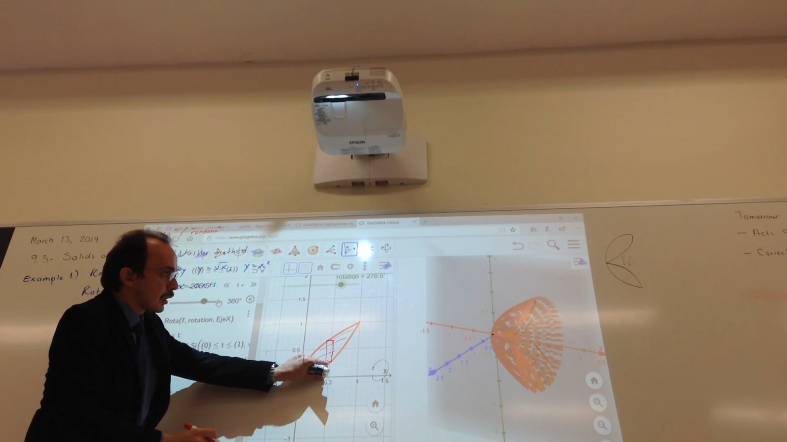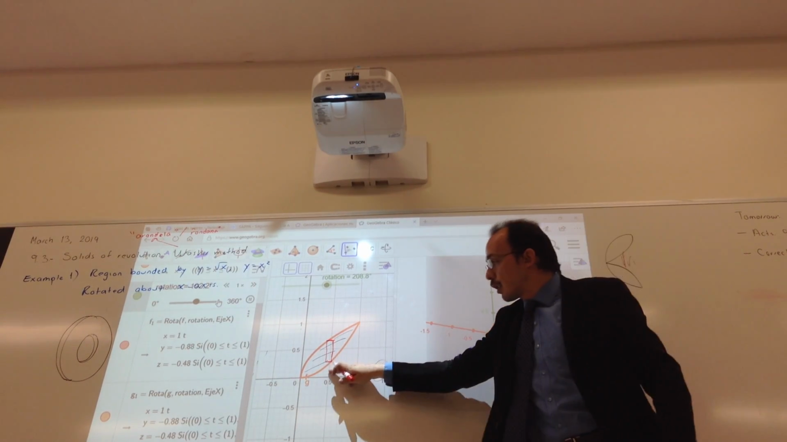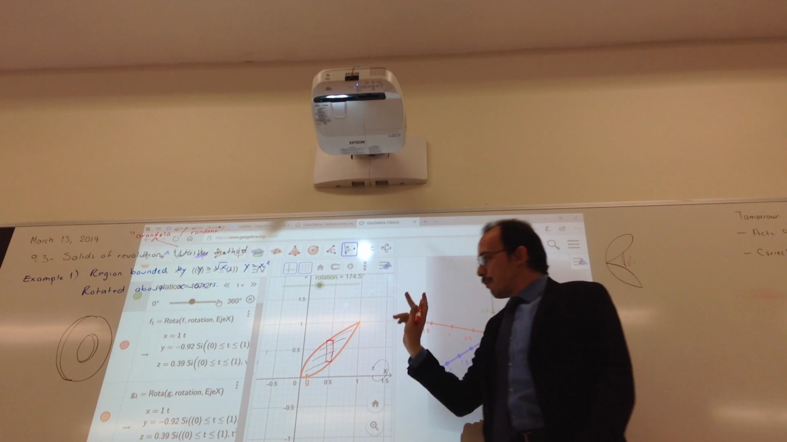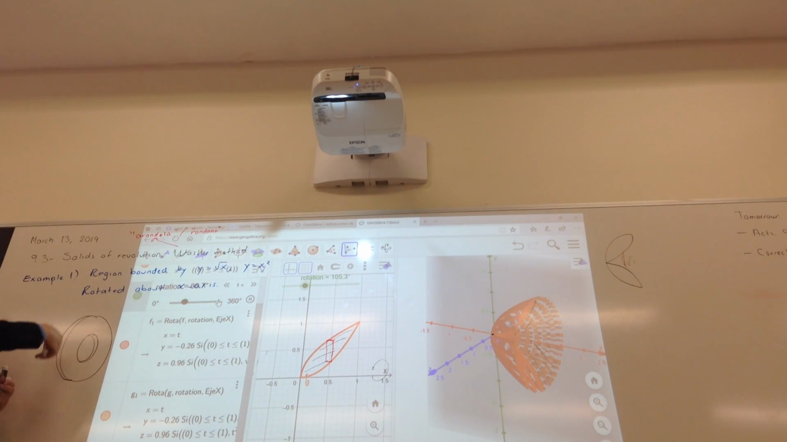So that part, when you rotate, forms the hole that you don't have. Okay? So before I continue with this, first, how do I calculate the volume of a washer? Normally.